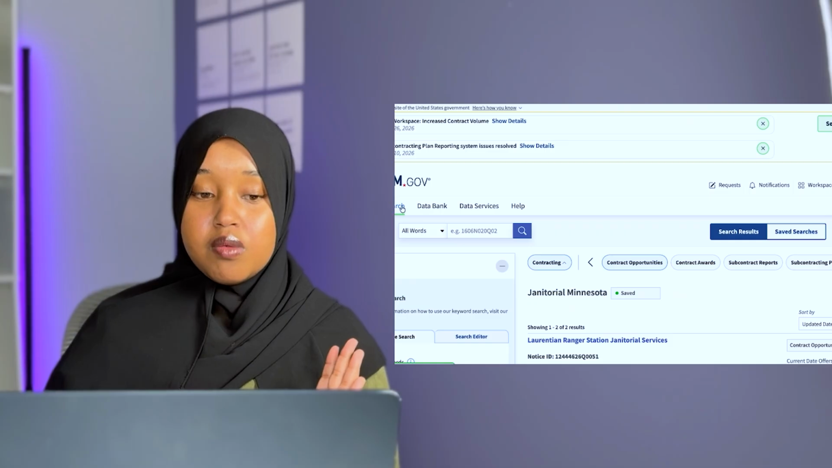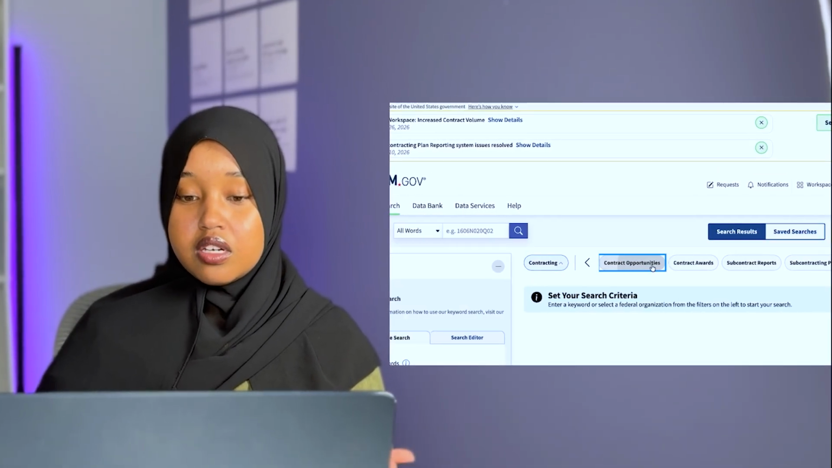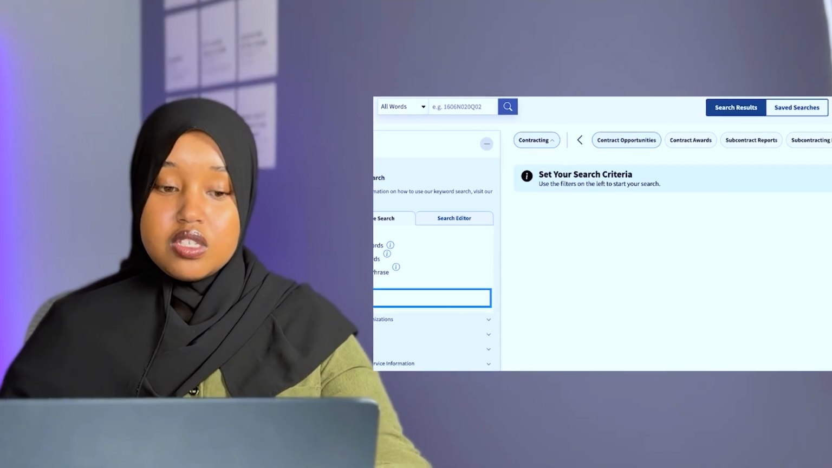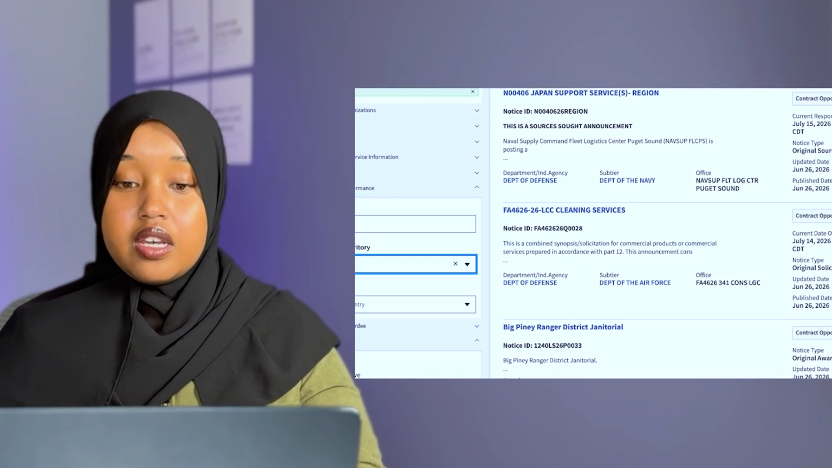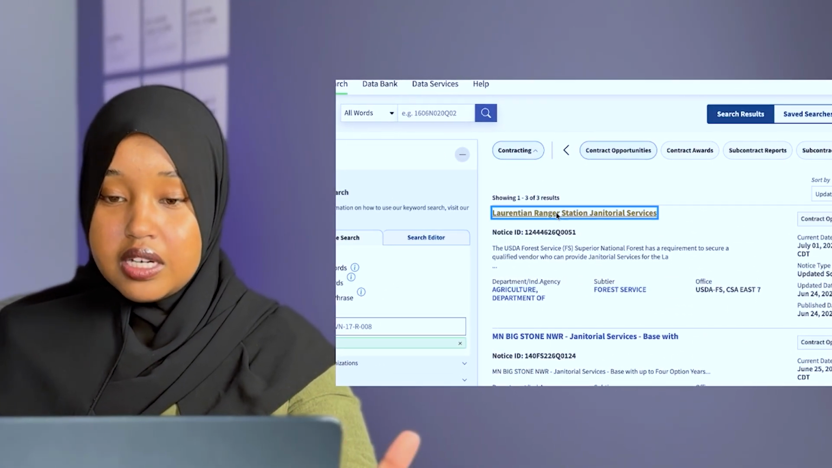Again, you can go home, search, then contracting, then contract opportunities, then you look for what you are looking for, which is janitorial, but I want it in the state of Minnesota here, then it will come up, right? So this one is the specific one that I am bidding for in the next couple of days.